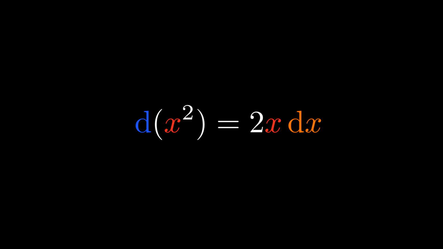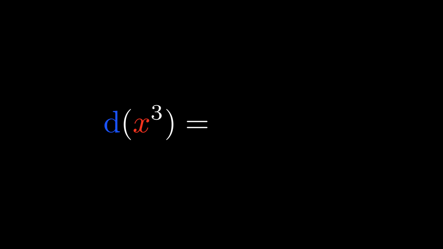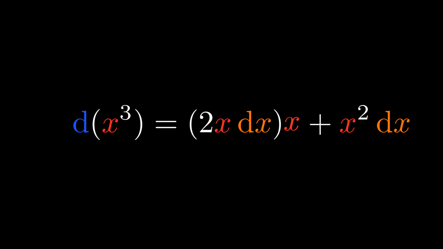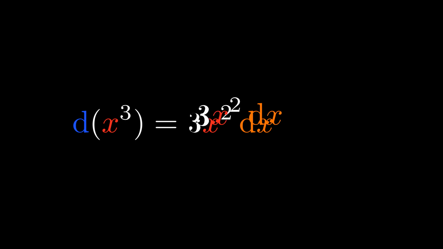It seems like we can keep going by continuing to use this product rule. For example, what about the differential of x cubed? We can think of x cubed as x squared times x. Applying the product rule, we get this. We've already seen that the differential of x squared is 2x dx. Simplifying a bit, we can combine these terms to see that the differential of x cubed is 3x squared dx.